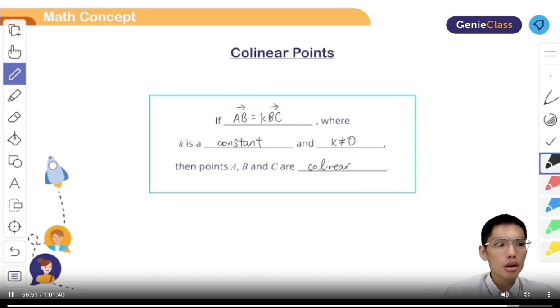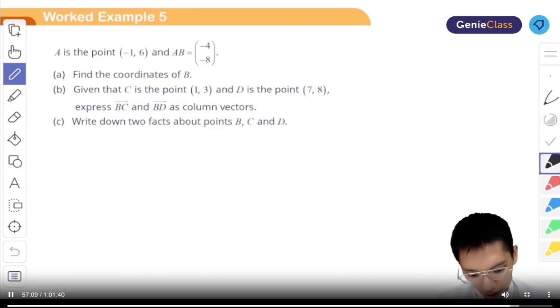Anybody else wants to try? What's the common point here I can say? What's the common point I'm using here, guys? That's right. Very good, Denise. Very good, Jude. B is the common point. So that's where I can say it's collinear. And one example over here.